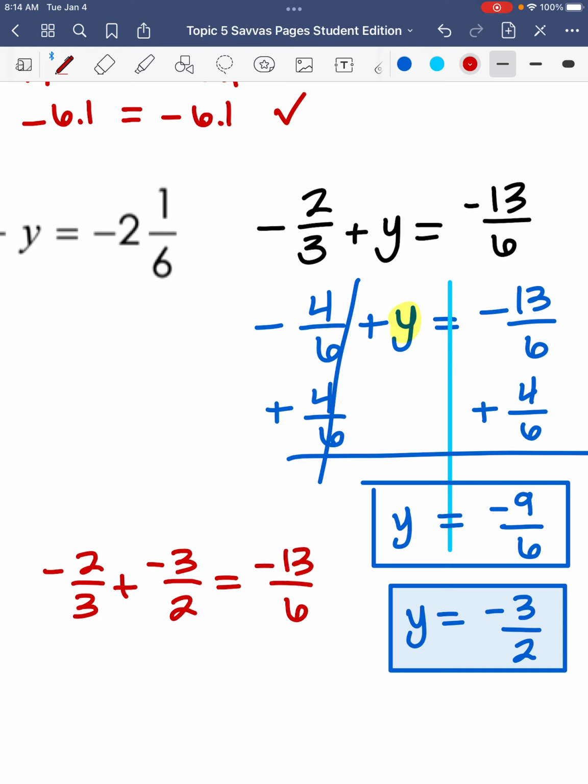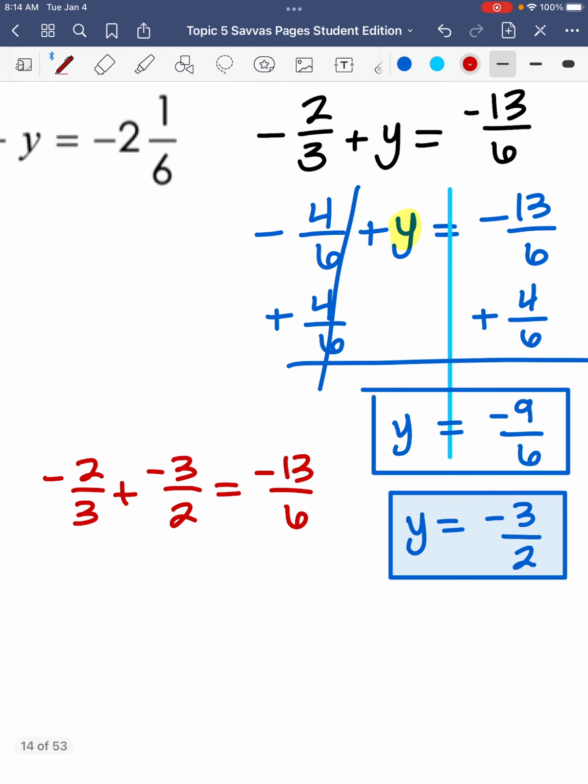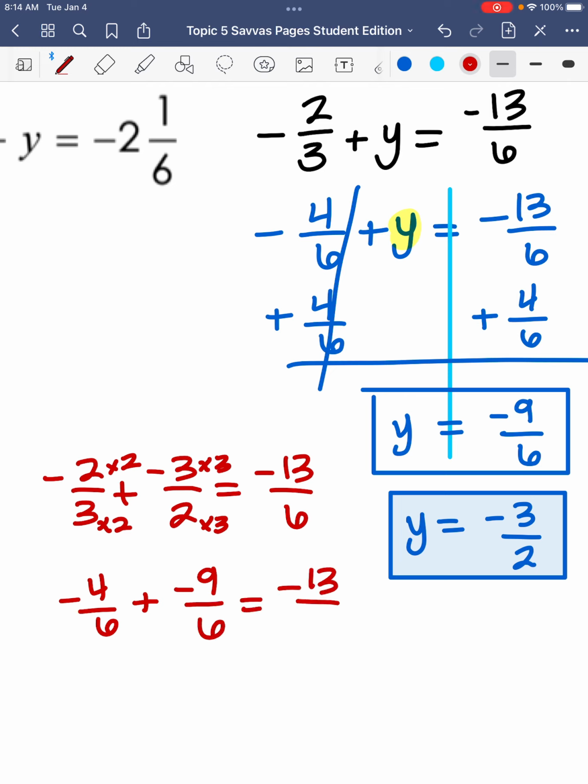Okay, so I could change all of my fractions, and that's what I'm going to do because I think I can do this in my head. So I know to go from 3 to 6, I'm just multiplying by 2 on the top and bottom. So that becomes negative 4 over 6. To go from 2 to 6, I'm multiplying by 3, so times 3 on the top and bottom. So plus negative 9 over 6 equals negative 13 over 6.